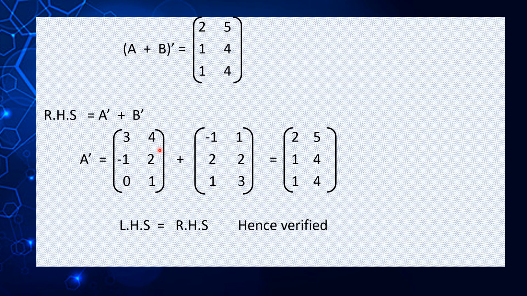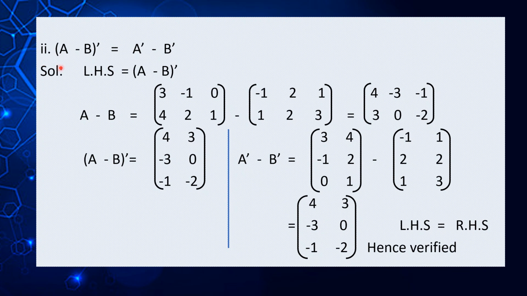Now we would add both, that would be 3 plus minus 1 would be 2. 4 plus 1 would be 5, minus 1 plus 2 would be 1, 2 plus 2 would be 4, 0 plus 1 would be 1, and 1 plus 3 would be 4. So when we consider these both, the answer is equal. So LHS is equal to RHS. Hence it's verified that A plus B the whole transpose is equal to A transpose plus B transpose.